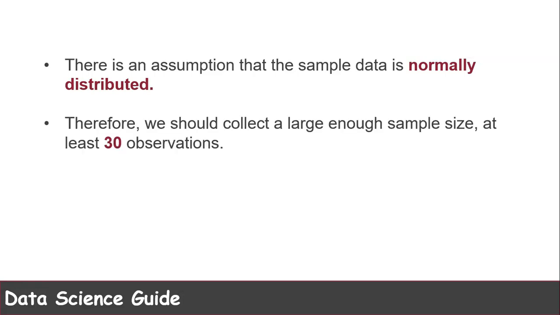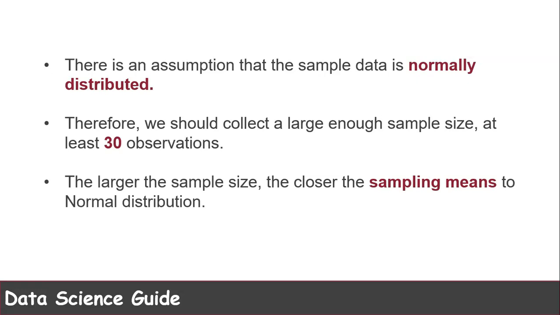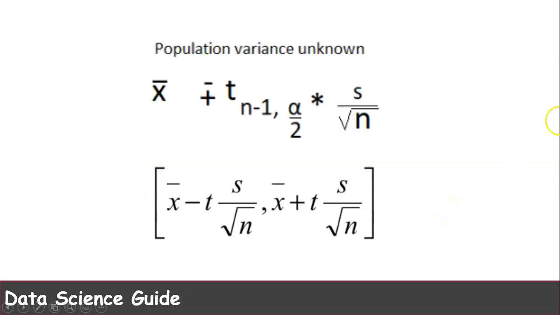Therefore, we should collect as large a sample size as we can, at least 30 observations. The reason behind that is to get as close as possible to the actual values, because as you know, the larger the sample size, the closer the sampling means are to a normal distribution. And this is the formula to calculate the confidence interval by using the t-distribution.